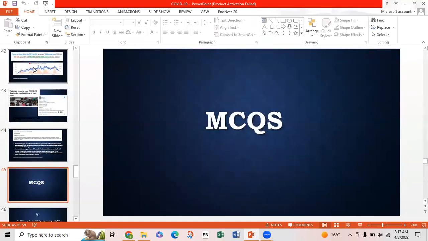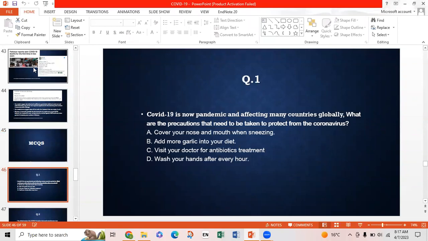Now coming towards the MCQ session. First MCQ: COVID-19 is now a pandemic and is affecting many countries globally. What are the precautions that need to be taken to protect from the coronavirus? Option A, cover your nose and mouth while sneezing. Option B, more garlic in diet. Option C, visit a doctor for antibiotic treatment. And option D, wash your hands every hour. Option A is the right one.